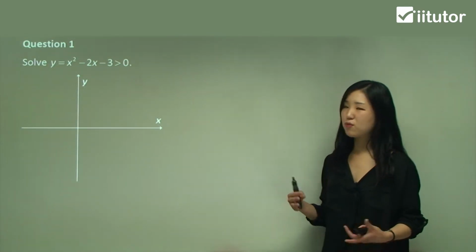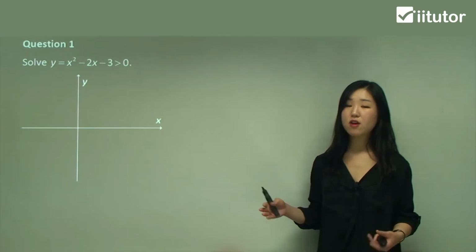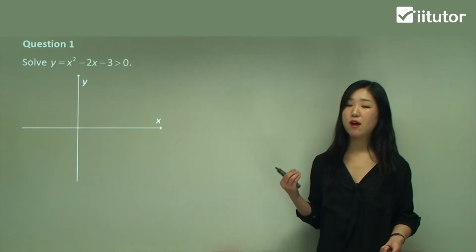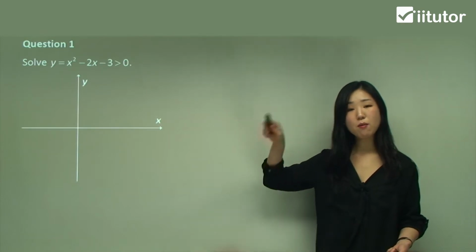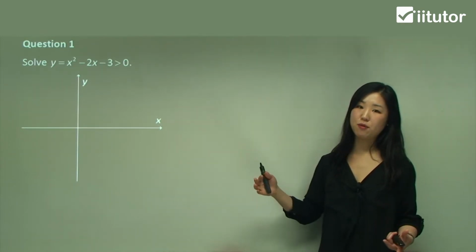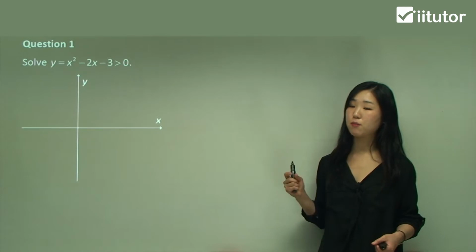So don't worry too much about drawing a perfect graph, just make it really brief. As long as you have the correct intercepts, and whether it's a happy parabola, so concave up, or concave down, a sad parabola, those two things are very, very important.